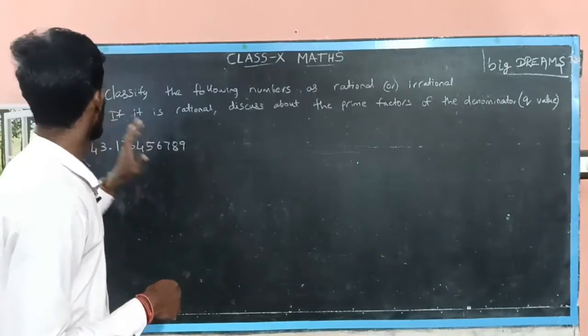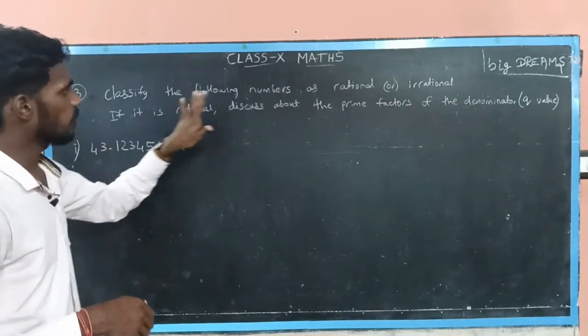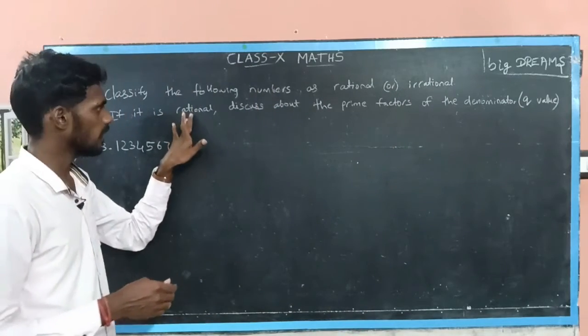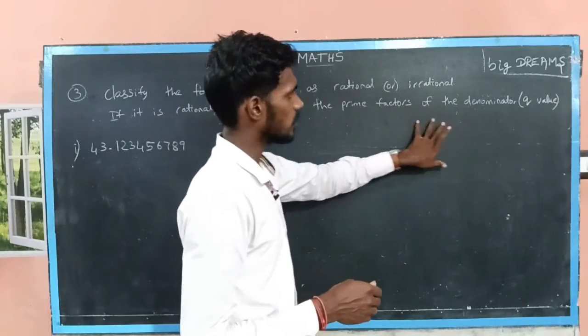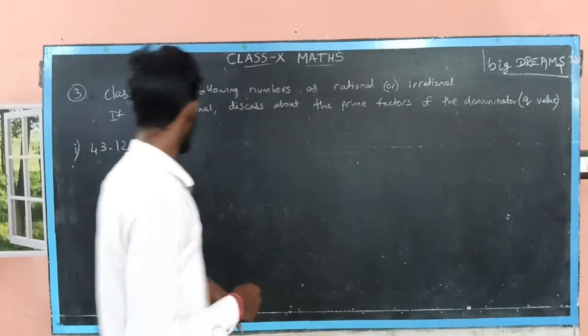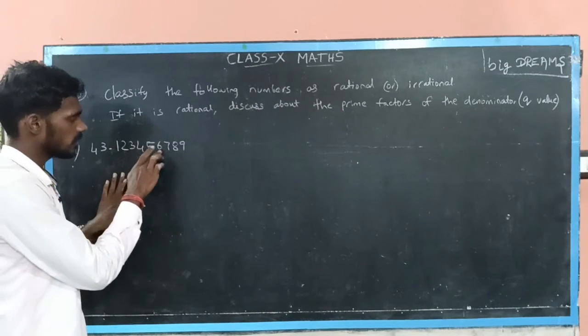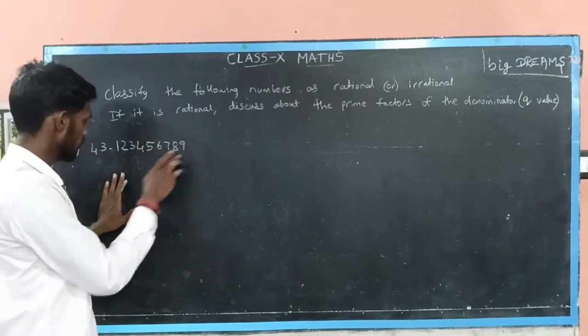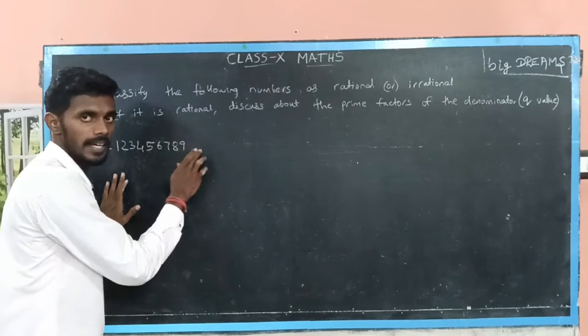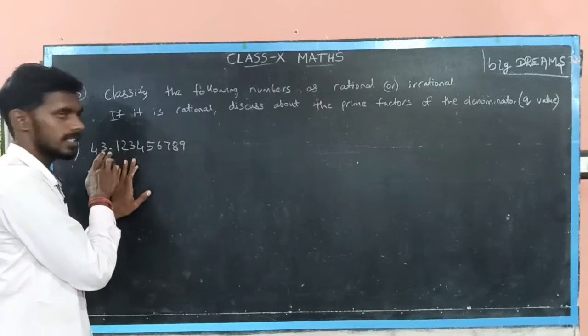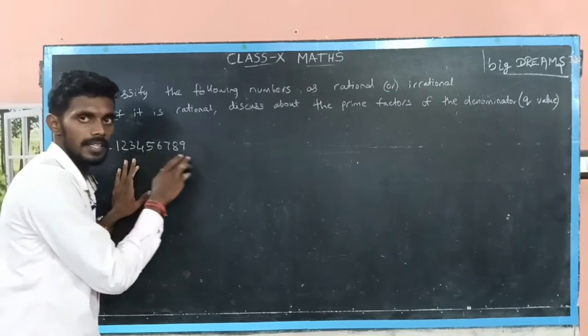Next question, question number 3. Classify the following numbers as rational or irrational, and if it is irrational, then discuss the prime factors of the denominator. Okay. So the first question is 43.123456789. See this decimal number, it is terminating, right? So you can say the exact number of digits after the decimal point. So it is a terminating decimal value.